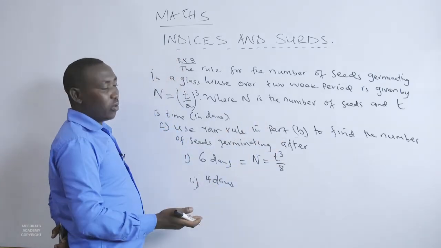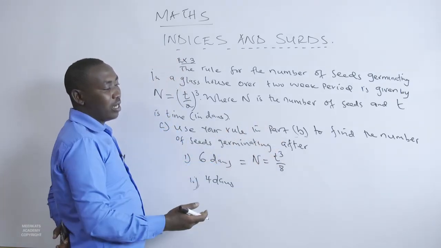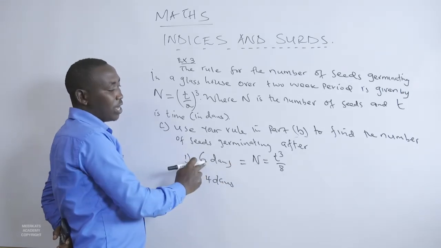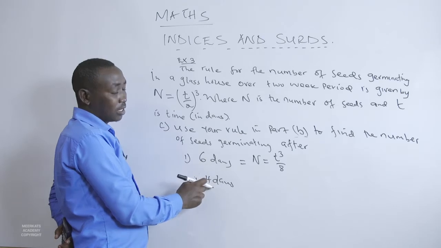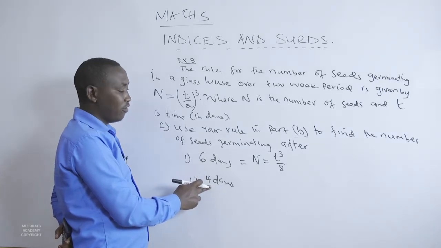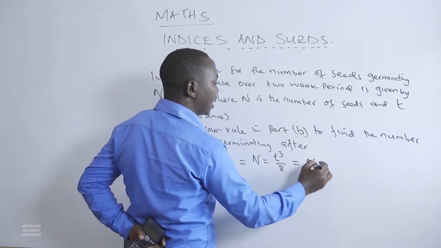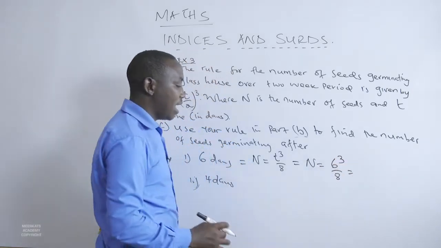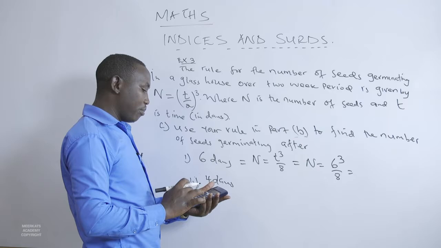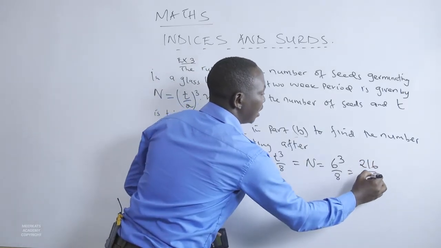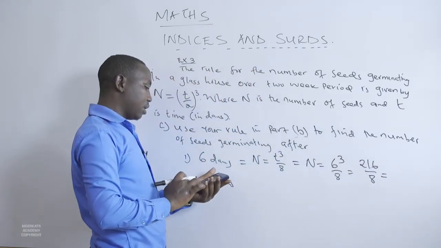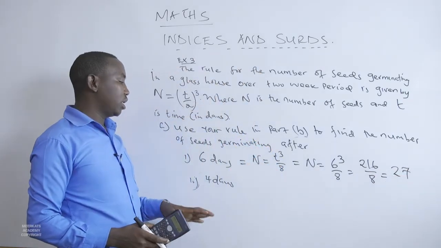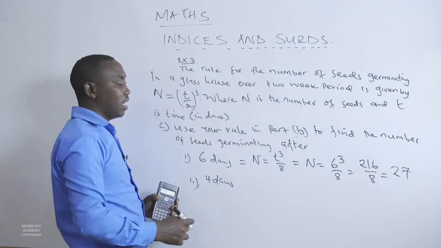So what you simply need to do is replace the pronumeral with the given number of days. In the first case, we are replacing it with 6. In the second case, we replace t with 4. So n will be 6 raised to the power of 3 all over 8. 6 raised to the power of 3 is 216, divided by 8, which gives us 27. So we shall have 27 seedlings after the 6th day.